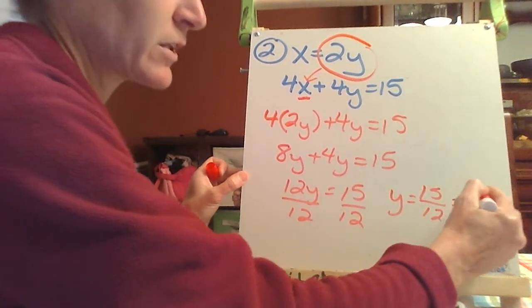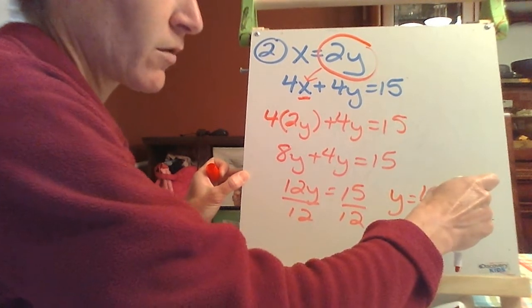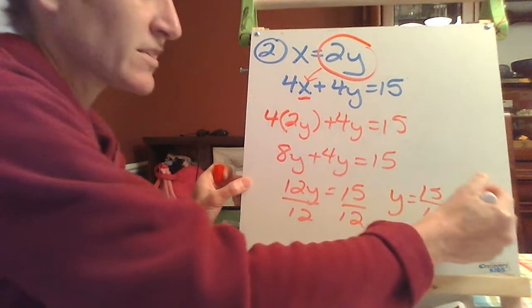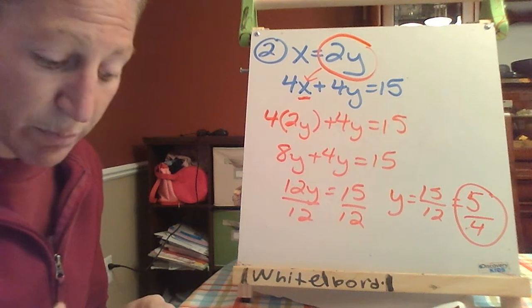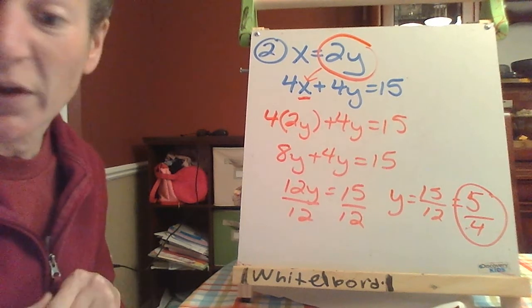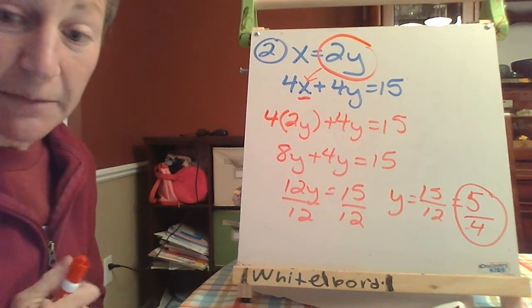Type it in your calculator. Oops, 5 over 4. There you go, 5 over 4. So this is our y value. What do we do with this y value? We plug it in. Now, if you want to write this as a decimal, that's fine. Otherwise, just plug it in.